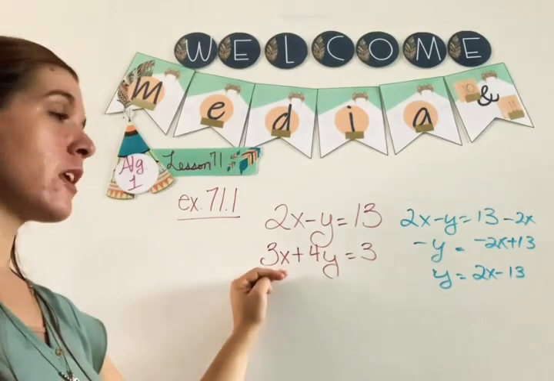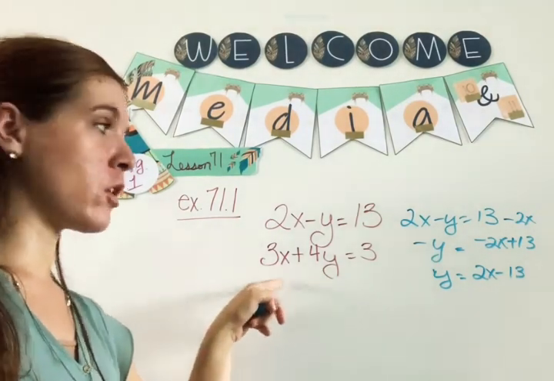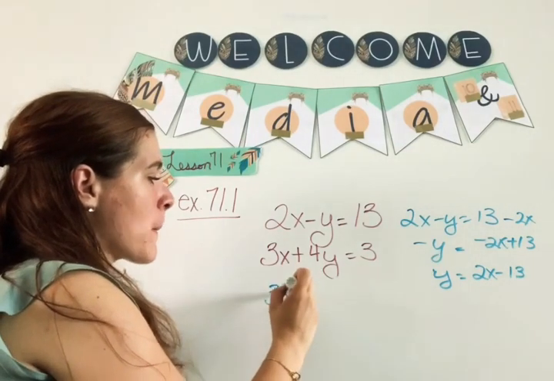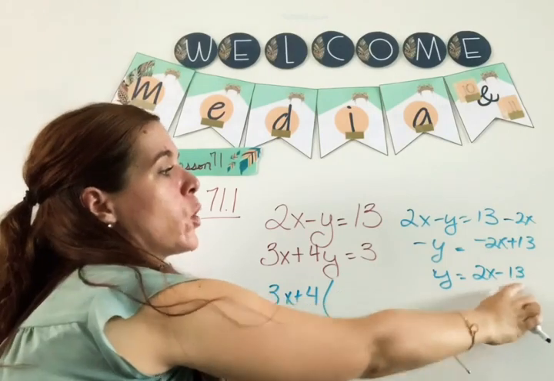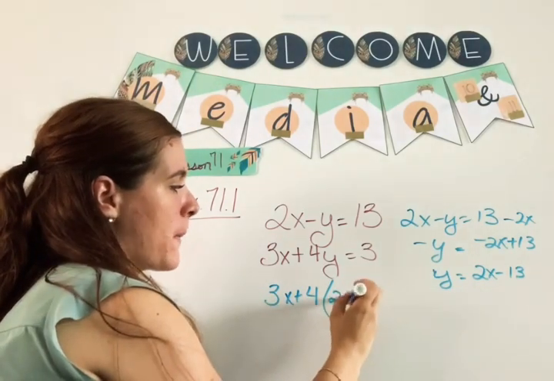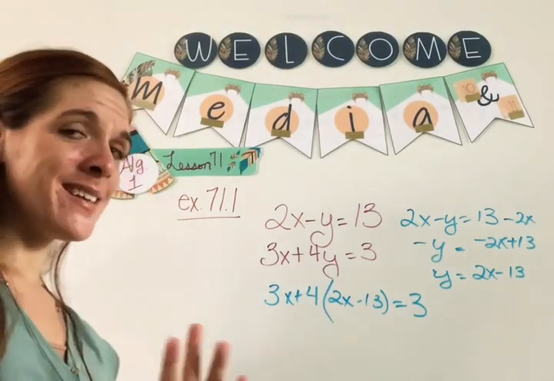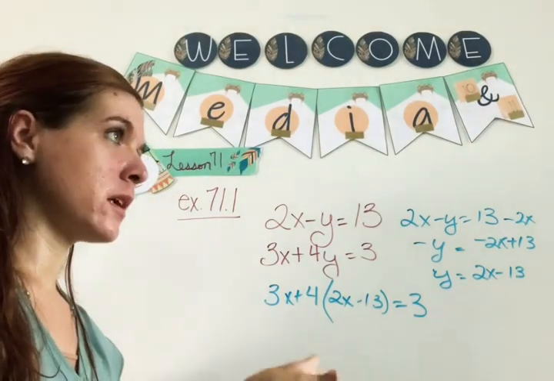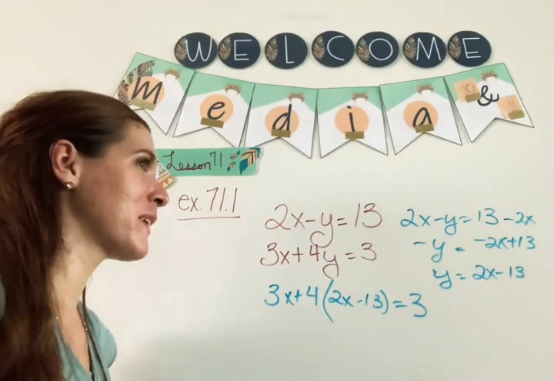Substitute that back into the equation we did not use to solve for that y. Substitute it into this second equation. We have 3x plus 4 times what your y equals, 2x minus 13, equals 3, okay? It's actually the second time I did this video because I did the math wrong the first time, so I'm gonna try to do the math right this time.